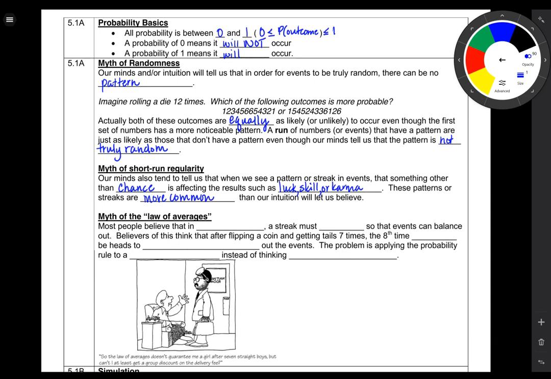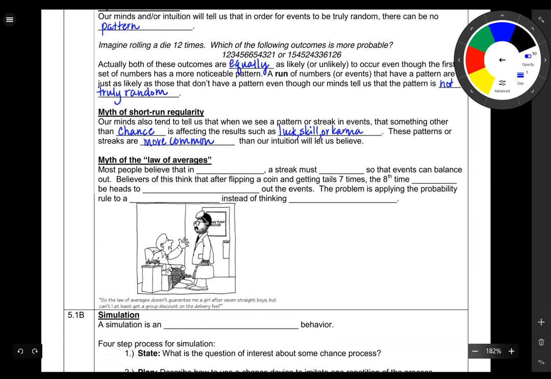And finally, the myth of the law of averages. Most people believe that in short runs, a streak must stop so that events can balance out. Believers of this think that after flipping a coin and getting tails 7 times, the 8th time must be heads to balance or average out the events.